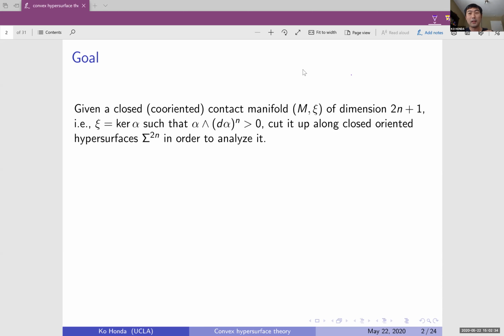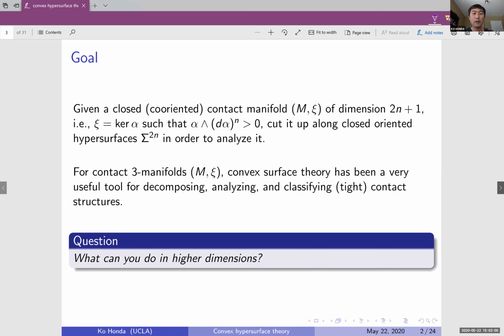So today, I'm going to try to stick to the numbers. The contact manifolds will be dimension 2n plus 1, and the hypersurfaces will be dimension 2n. Okay. So hopefully I can keep it that way. In the case of contact three manifolds, convex surface theory has been very useful for decomposing, analyzing, and classifying tight contact structures. And the question is really, what can you do in higher dimensions? You can do a bit, but then there's still a lot more to do.